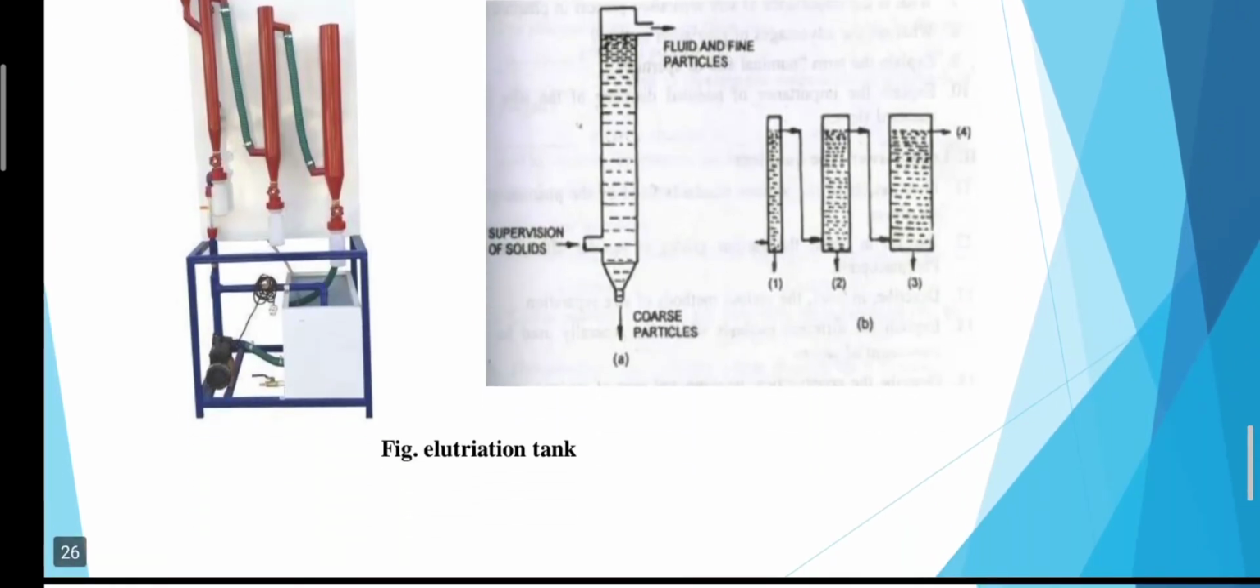Here is the diagram. Fluid and fine particles on the upper side we collect with the help of density. Coarse particles having large density are settled down. Elutriation tank: here is the original diagram and here is our drawing diagram. In the exam we need to draw this right-hand side diagram. Only three names: fluid and fine particles outlet on the upper side, coarse particles on the downside according to their density, and suspension of solids. Suspension of solids means our solid particles are mixed with the water or liquid media.